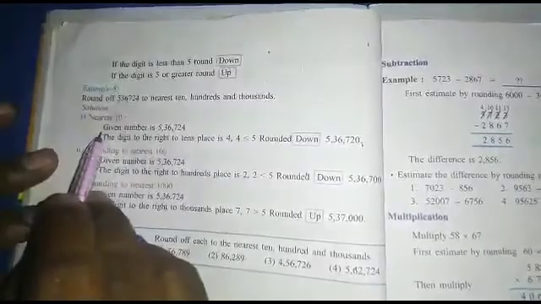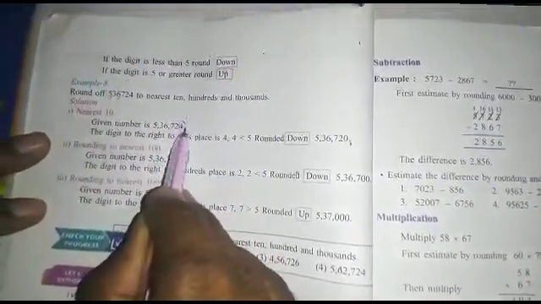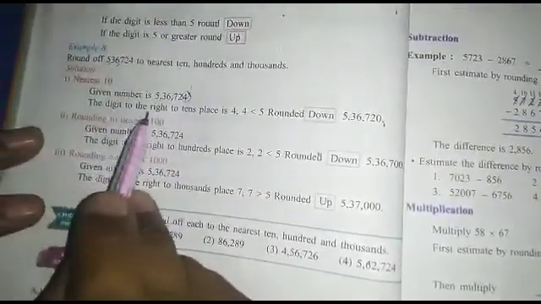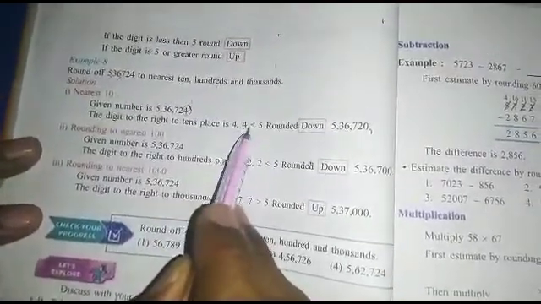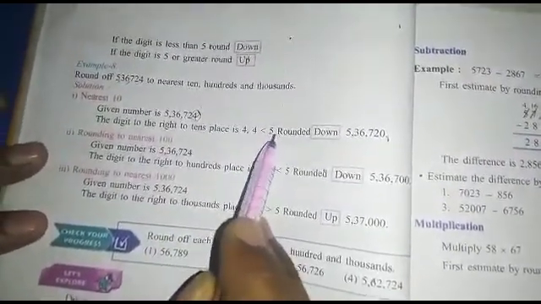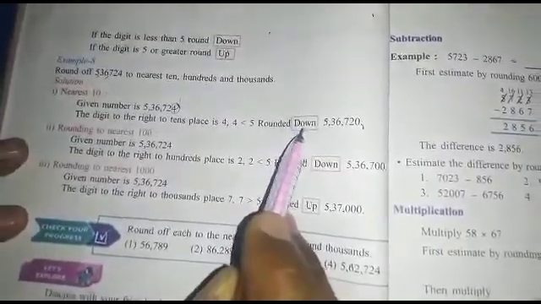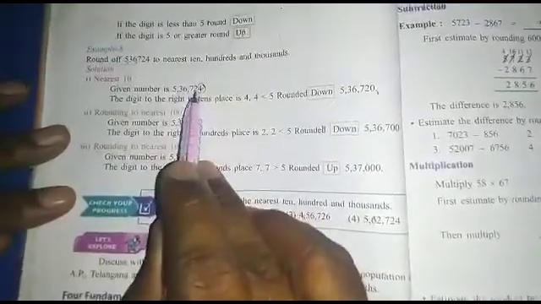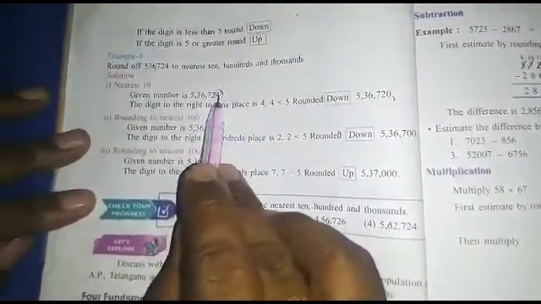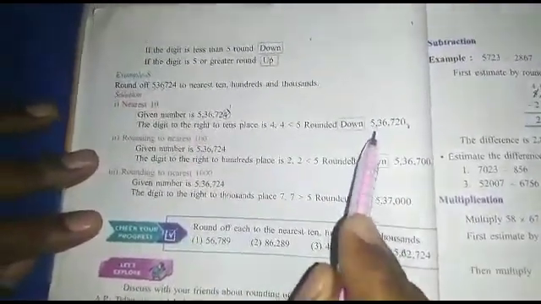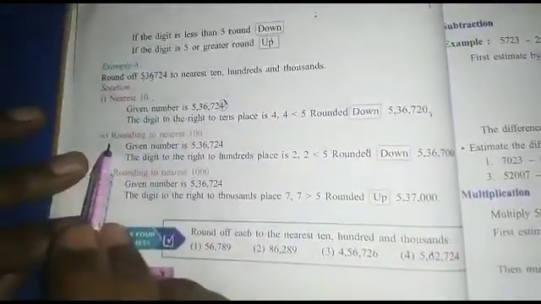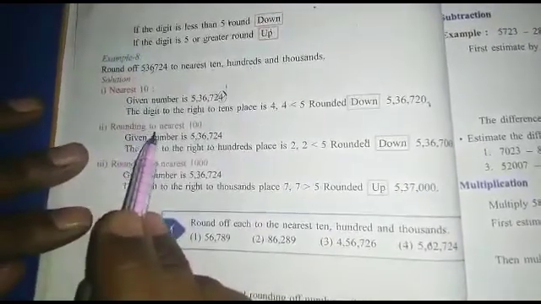First, the nearest 10 will be found. For tens, which value do you want to see? The ones place value. What number is in the ones place? 4 is there. The digit to the right of the tens place, 4, is less than 5, so it is rounded down. The down value is 20, and the upper value is 30. Since 4 is less than 5, the answer is 5,36,720.